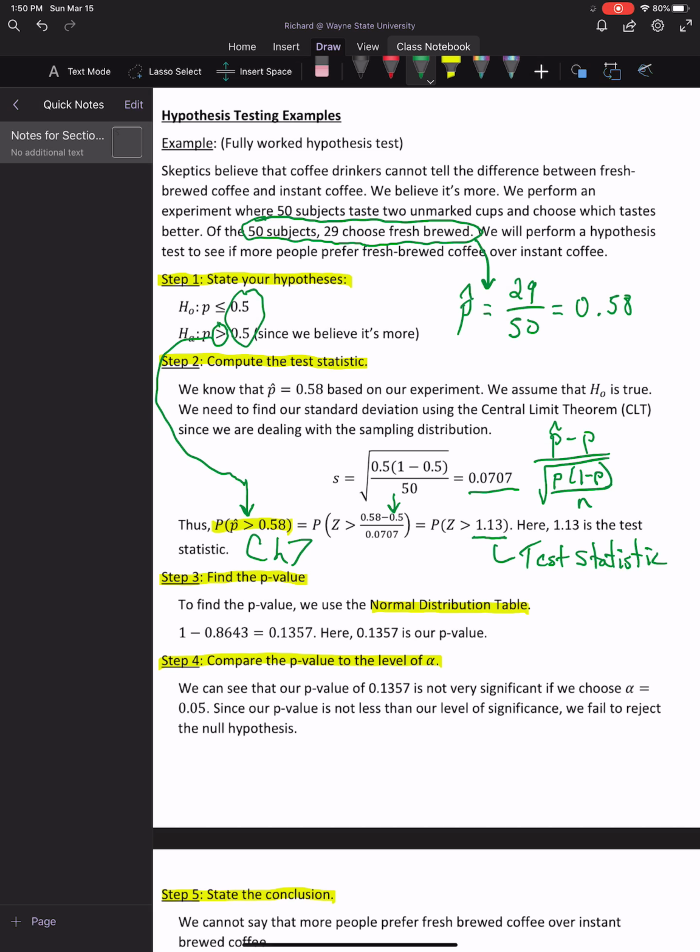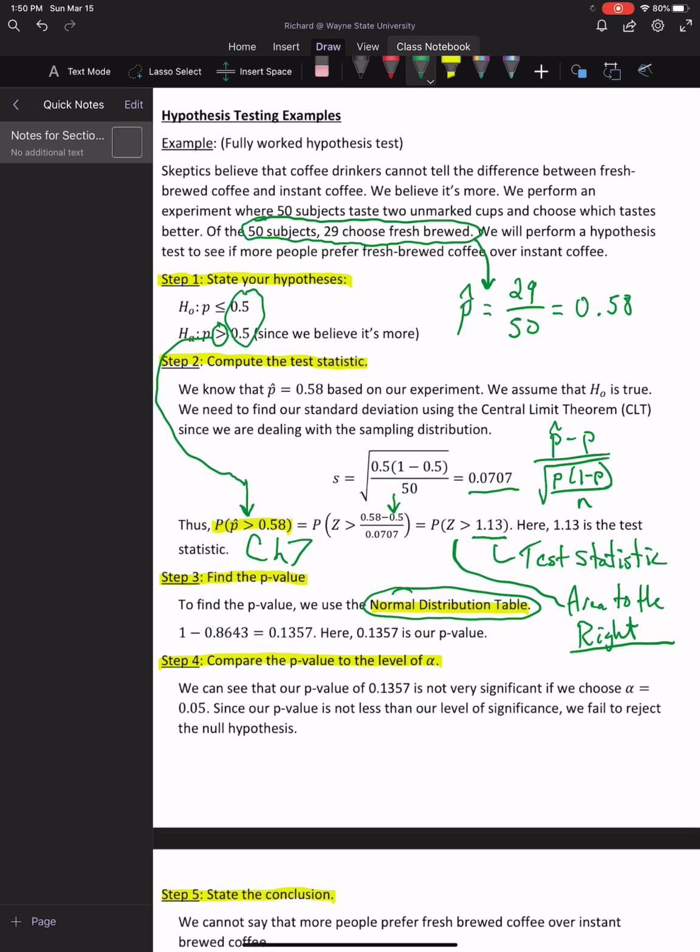Now the next part is we have to get the p-value. Okay, so to do this, we have to go to the normal distribution table, and you can see that I highlighted that previously, but I'll circle it again for you. So if you have that normal distribution table ready, what you have to ask yourself then is, what is the probability that z is greater than 1.13? This is area to the, and hopefully you guys are filling in the blank, area to the right.